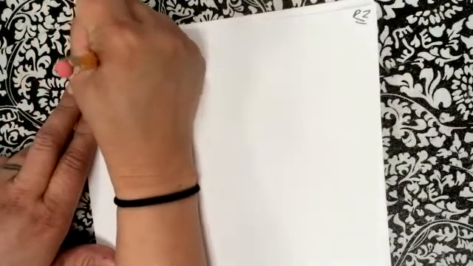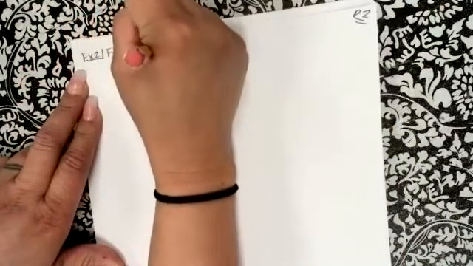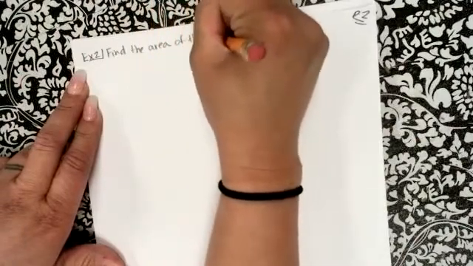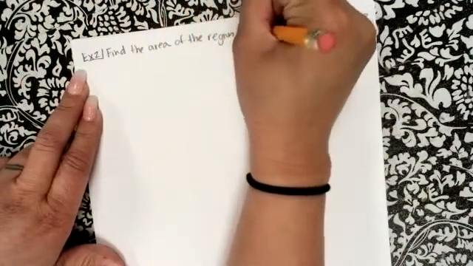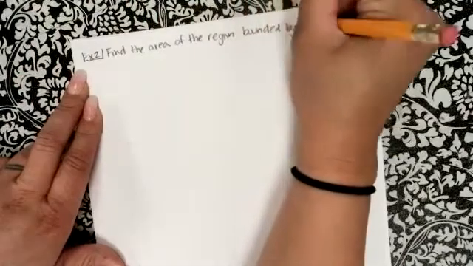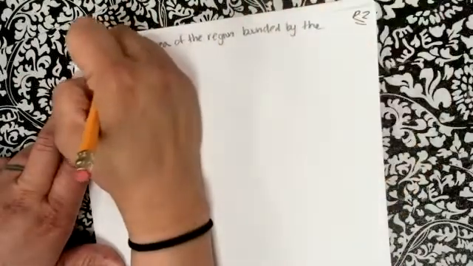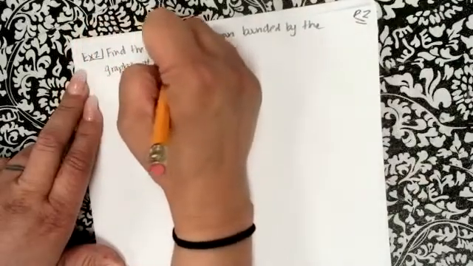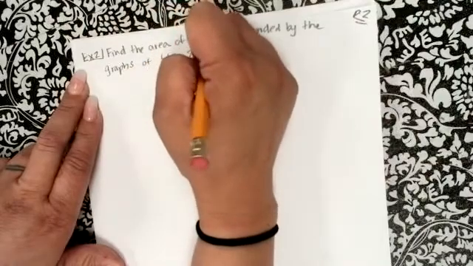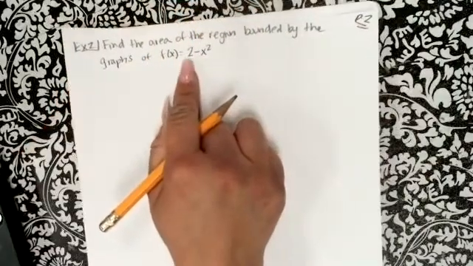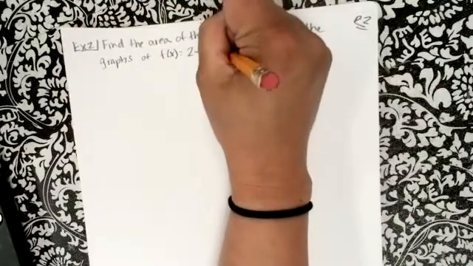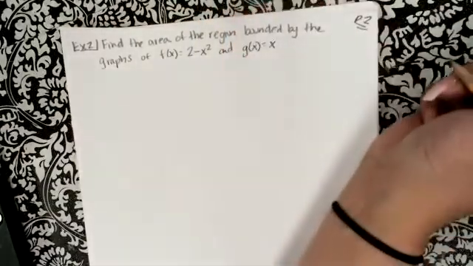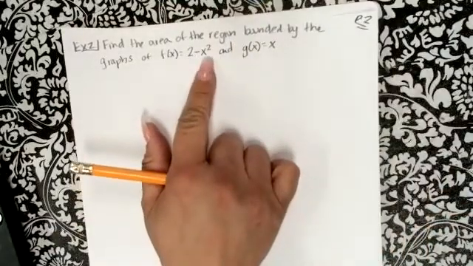So here we are going to find the area of the region bounded by the graphs of f of x equals 2 minus x squared. So now we have another parabola, but the parabola is facing down, and the line g of x equals x. So this is going to be a parabola going upside down.